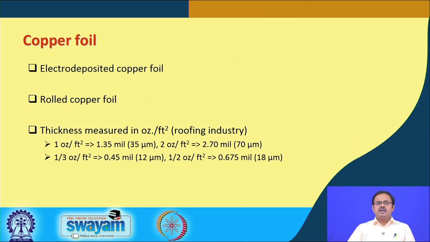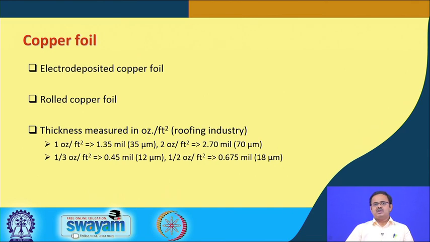The copper foil can come in two forms, and we are going to look at that. The first one is called an electrodeposited copper foil, where this foil is deposited because of an electrolytic process, and the second one is by rolling. And we will see both of these. But before going to that process, let us also look at a certain standard nomenclature in the electronics industry, which is actually borrowed from the roofing industry.